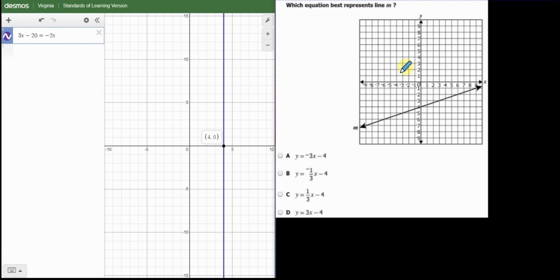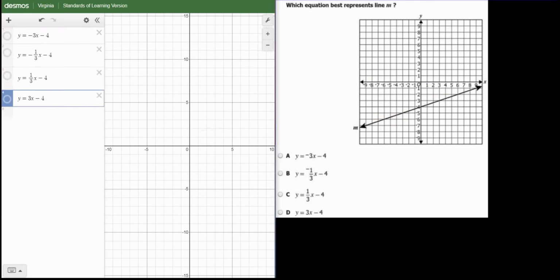Which equation best represents line M? So once again, we're going to put those 4 in, and we're going to see which one looks like that. I'll run through them one at a time and see which one looks like this. What I'm looking for is to see if it hits at -4, and the slope of this is up 1 over 3, so I'm going to see which one matches that picture. That does not look like that. That does not match.